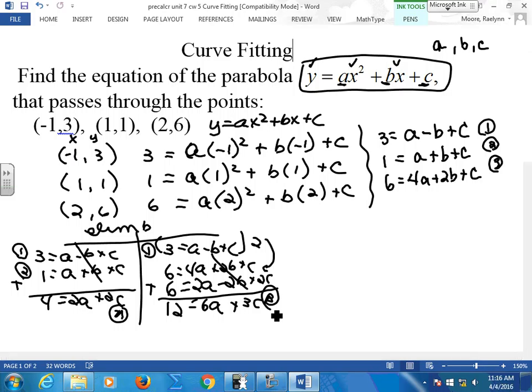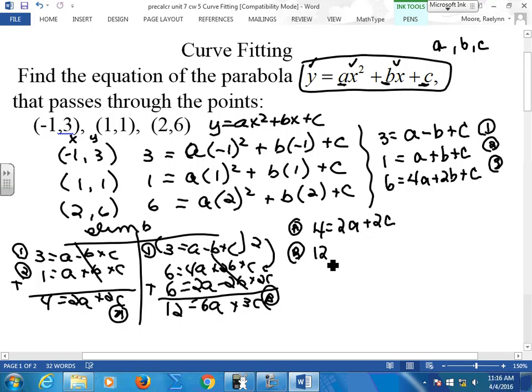This is a good review for your three systems of equations with three variables. So now we're left with 4 is equal to 2a plus 2c. That's A. And B, 12 is equal to 6a plus 3c. So we have to subtract these as well. Well, we can't subtract them yet. We can't add them together because their coefficients don't line up yet.